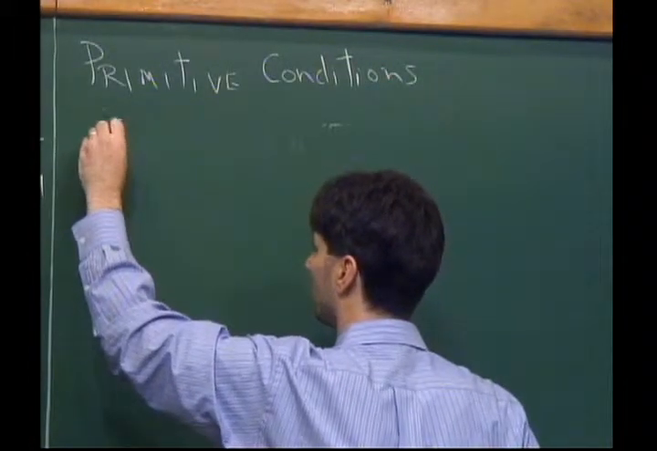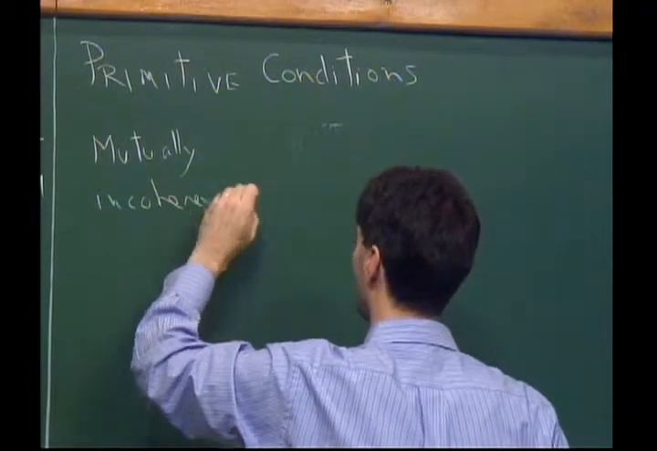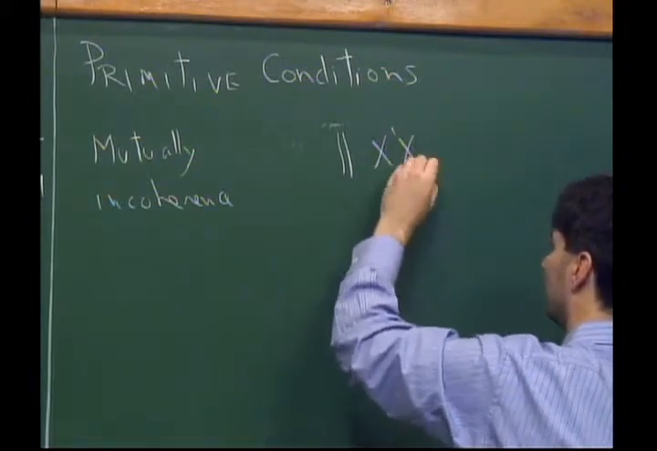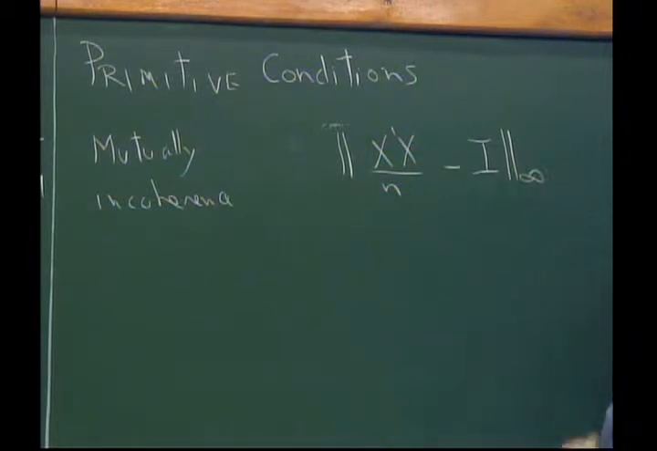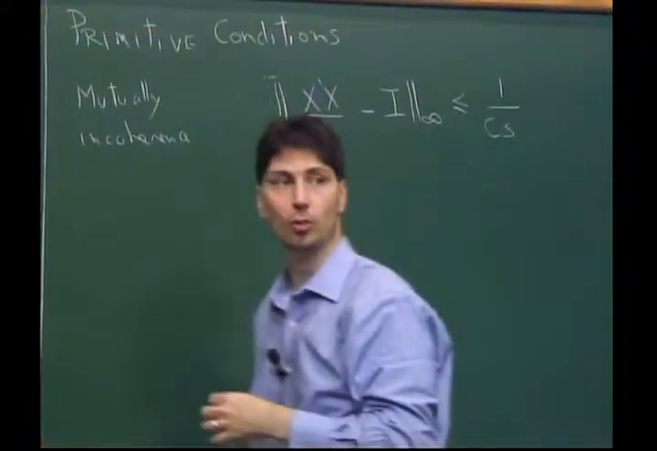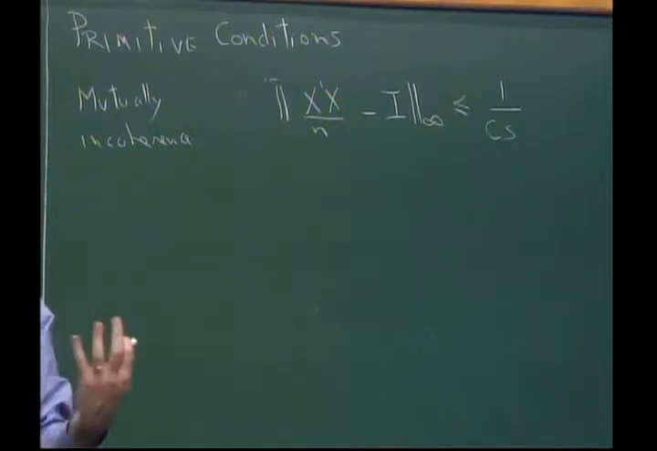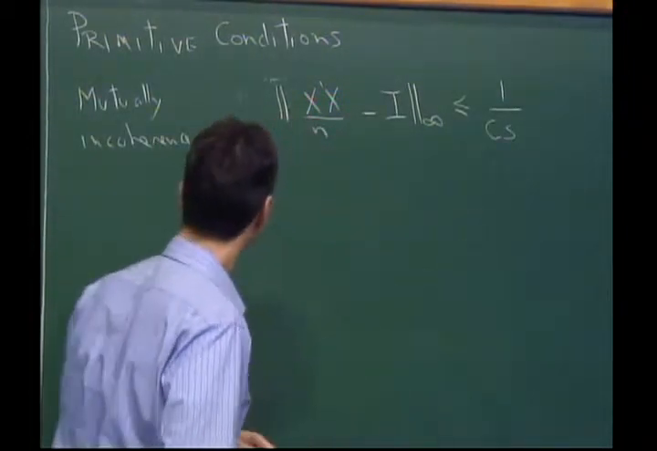So one is mutual incoherence. Essentially you ask for the correlation between the columns to be very small. After you normalize every column to have length one, you want all the off diagonals to be smaller than something of the order one over the sparsity you want. That's very simple to verify. That makes sense in some applications in signal processing in which you can design your matrix X. So you have random entries from independent Gaussians. Essentially, you should expect that to be the case as long as S is not too large.